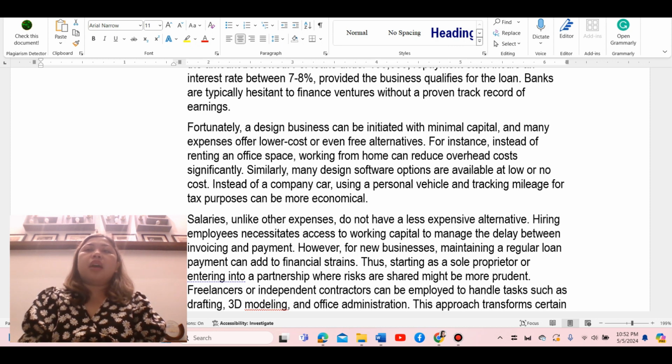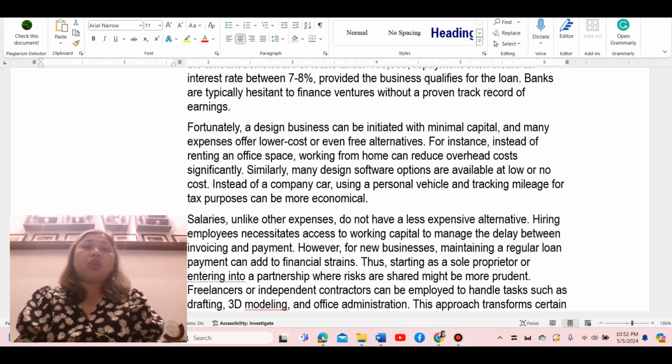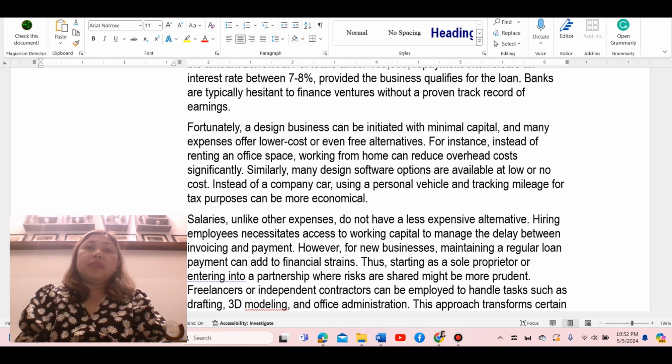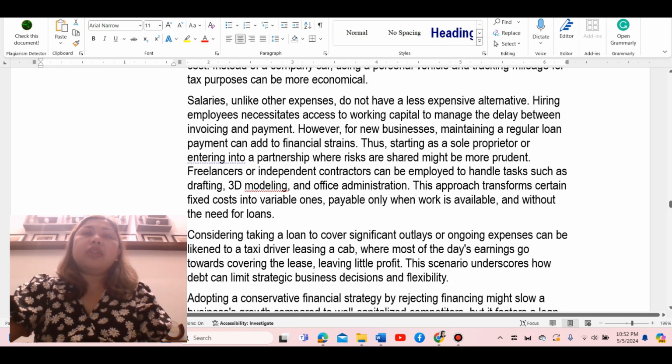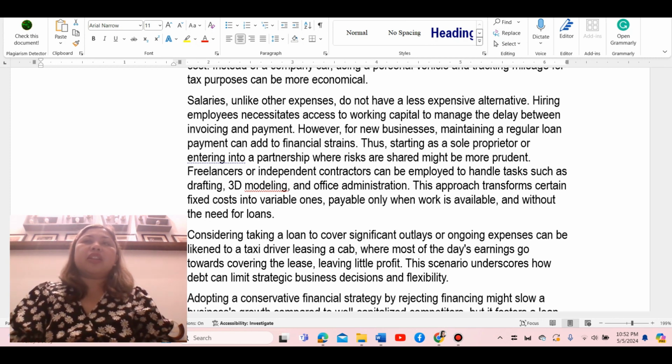For instance, instead of renting an office, working from home can reduce overhead costs significantly. Similarly, many design software options are available at low or no cost. Instead of a company car, using a personal vehicle and tracking mileage for tax purposes can be more economical. Salaries, unlike other expenses, do not have a less expensive alternative.